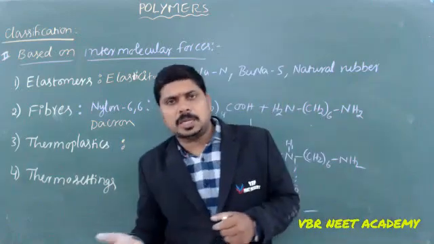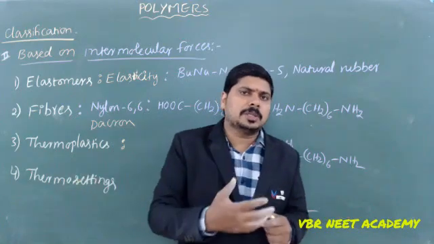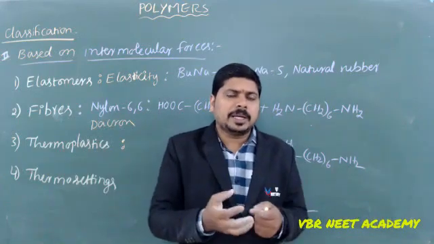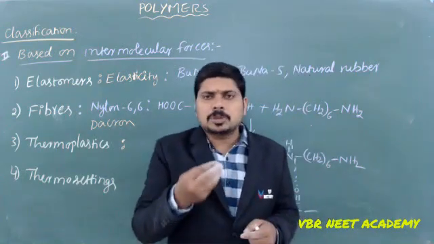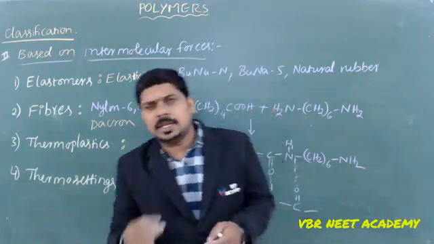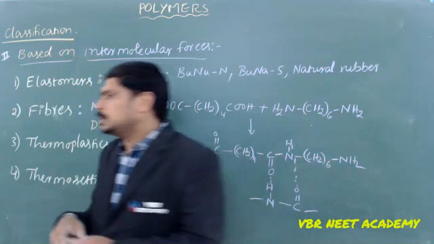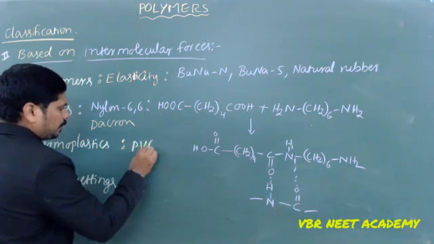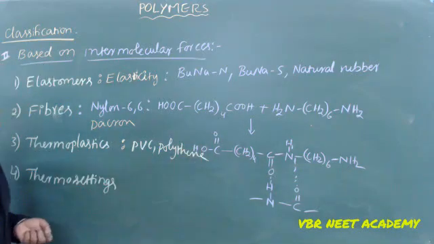How are they going to act? I said they have intermediate intermolecular forces between fibers and elastomers. Whenever you apply heat, they will become liquid. They will become soft. Whenever you cool them, again they will become hard. So continuous heating and cooling makes them soft and hard. Soft and hard, that is what thermoplastics are. The examples we have are PVC, polythene; all these things come under thermoplastics.